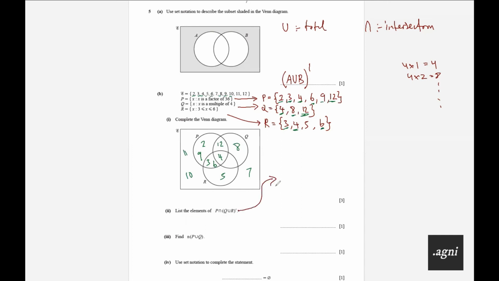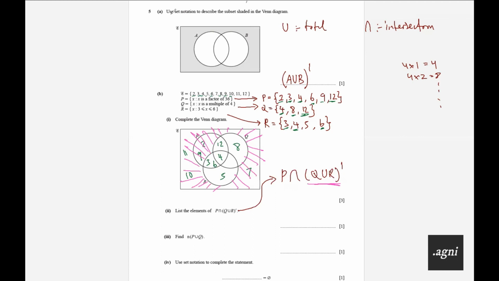Then list the elements of this region. How are you going to identify this region? P intersection Q union R complement. So what is Q union R? Q total with R, this region, and the complement of it will be everything without that region. This is your Q union R complement, this pink color region, right?